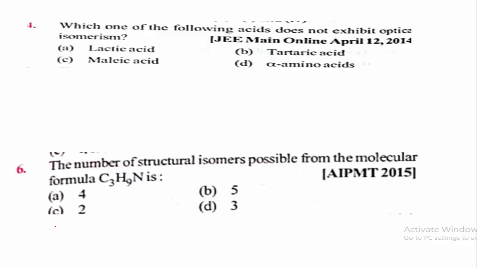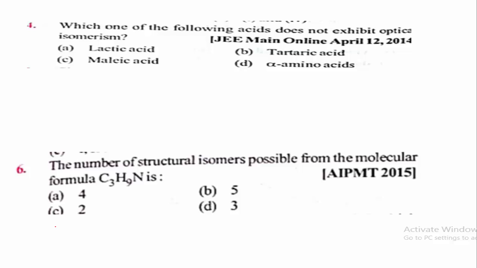Which of the following acids does not exhibit optical isomerism? Option A, lactic acid. Option B, tartaric acid. Option C, malic acid. Option D, alpha amino acids. Students, remember, optical isomers contain an asymmetric or chiral carbon atom. You know this point. And what is a chiral carbon atom?